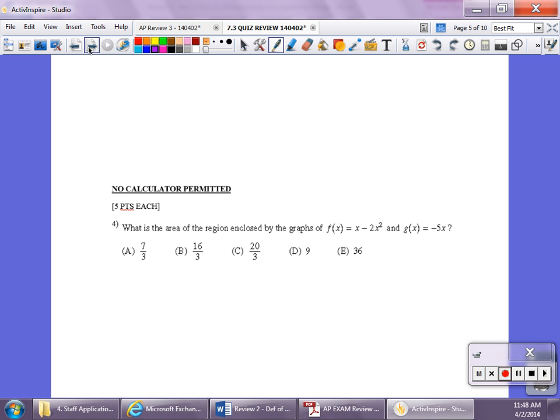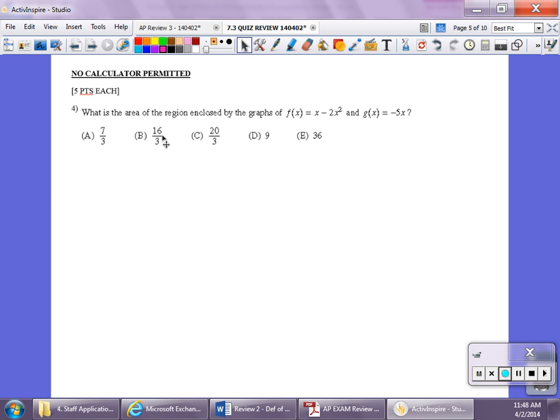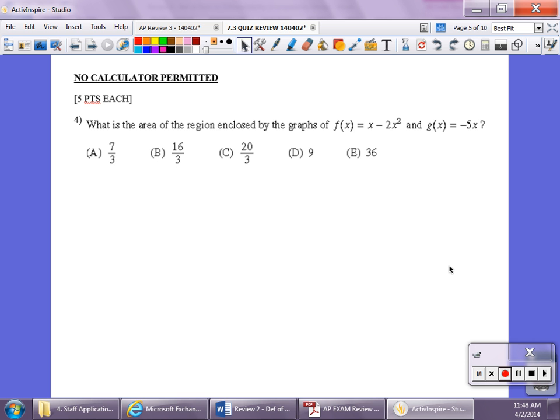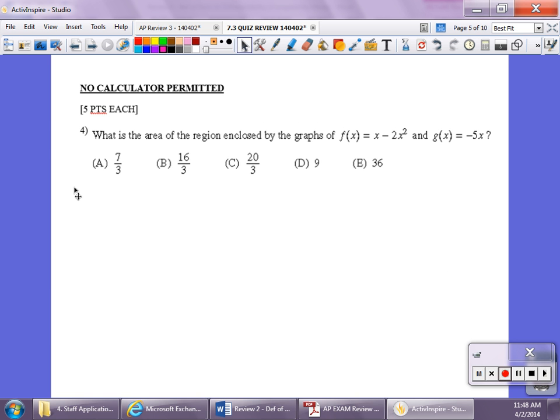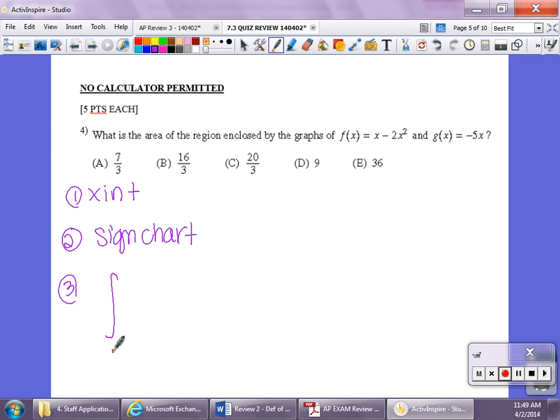Number 4. So at this point, took away the calculator. Area of the region. So we're back to area. Area is a very basic concept of top and bottom. You found your intercepts, hopefully, correctly. So this process would have been to find your x-intercepts. Second, sign chart, or kind of like a sign chart. And then 3, integral from a to b of top minus bottom dx. In this case, there was only 2 x-intercepts, which means it was definitely a top-bottom problem.